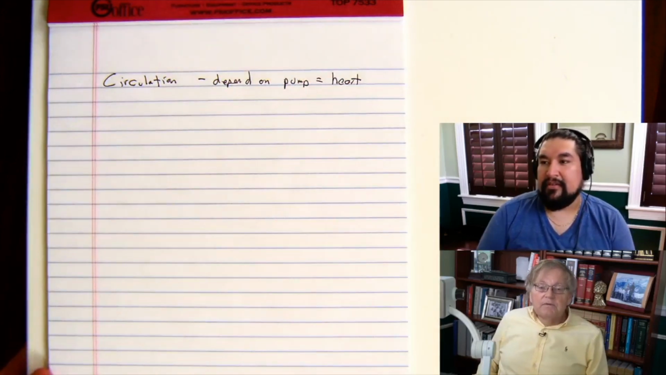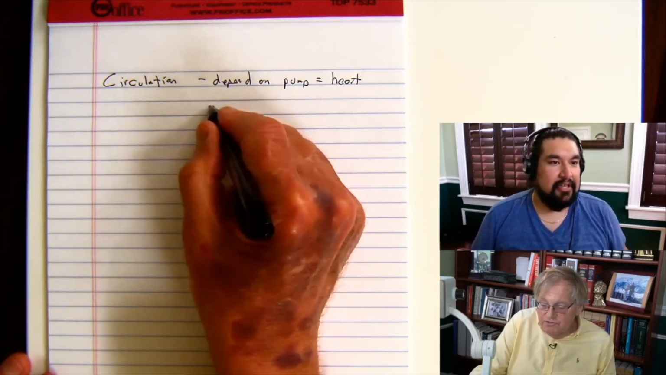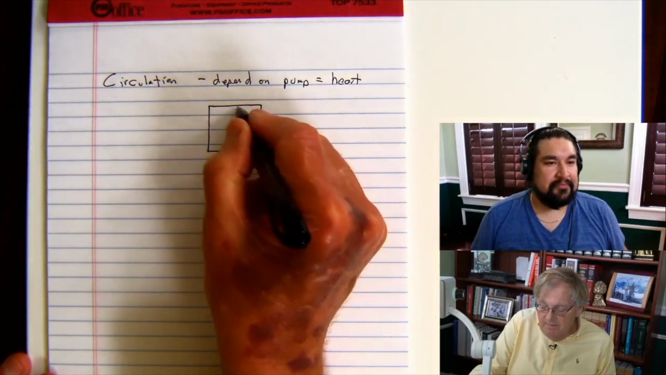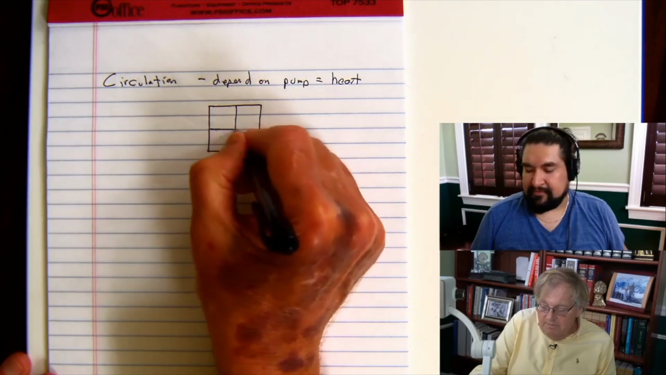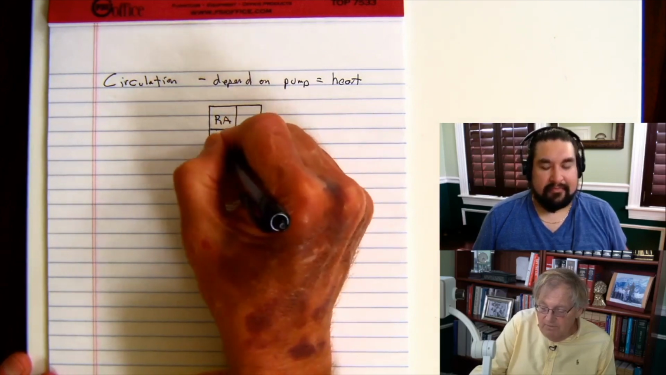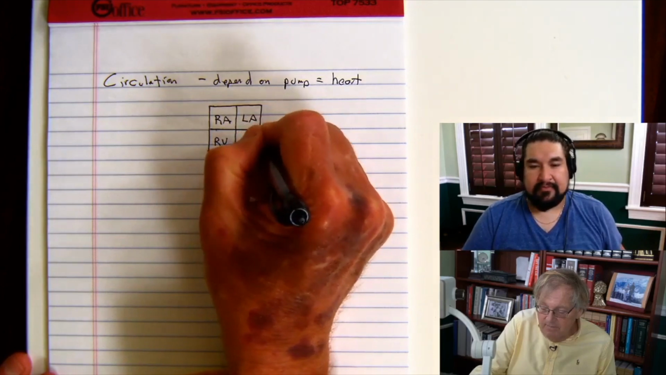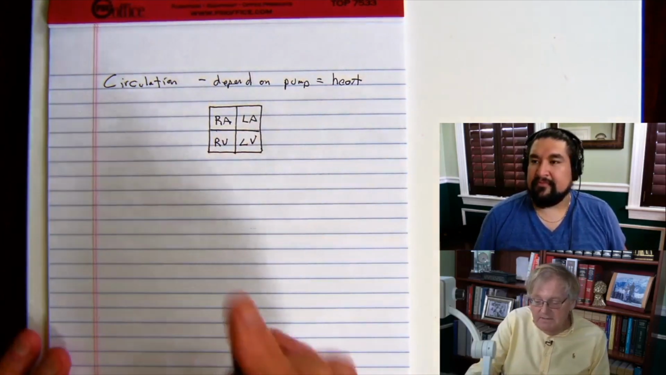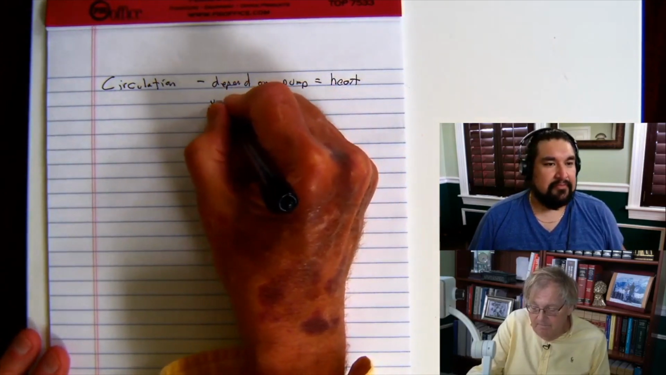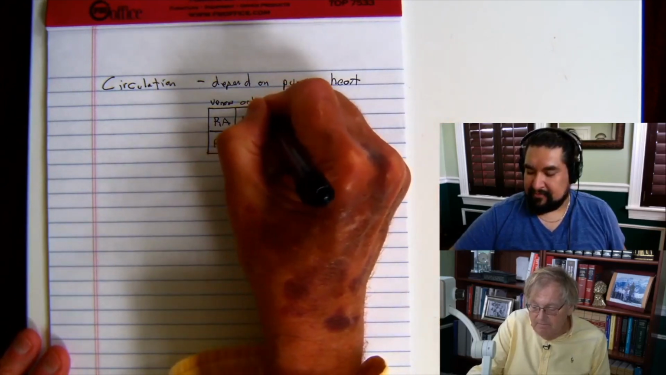And so what I want you to do is just think about the heart very generically right now. Just remember that we have a four-chambered heart, and that four-chambered heart is going to have a right atrium and a right ventricle and a left atrium and a left ventricle. And always think of it as the right side of the heart having venous blood, and the left side of the heart having arterial blood.